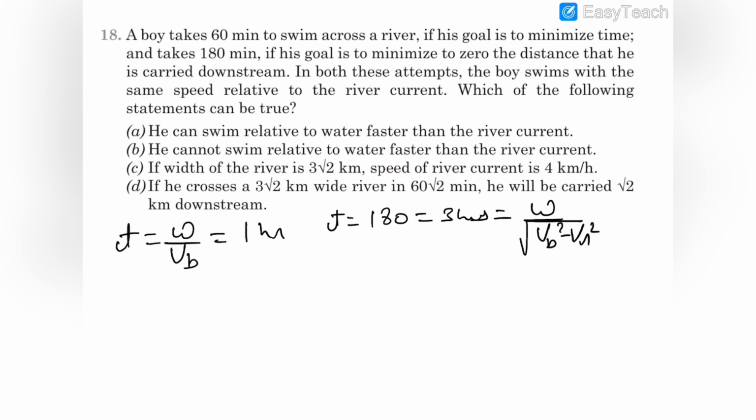To cross the river with zero drift, it is necessary that the speed of the swimmer should be greater than the speed of the river current. So option A is correct and option B is wrong.